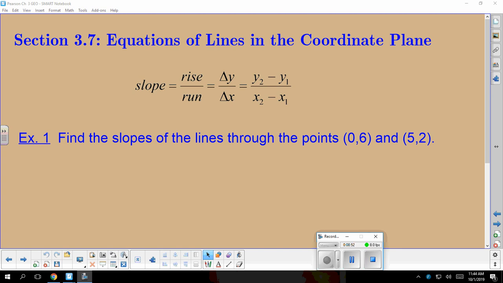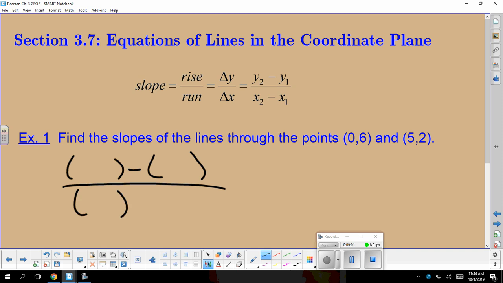All right, let's see how we did on this one. Let's go ahead and find the slope. So I'm going to put y's on top of their own x's. So I get 6 and 0 here, and then 2 and 5 here. 6 minus 0 is 6 over 2 minus 5, negative 3.